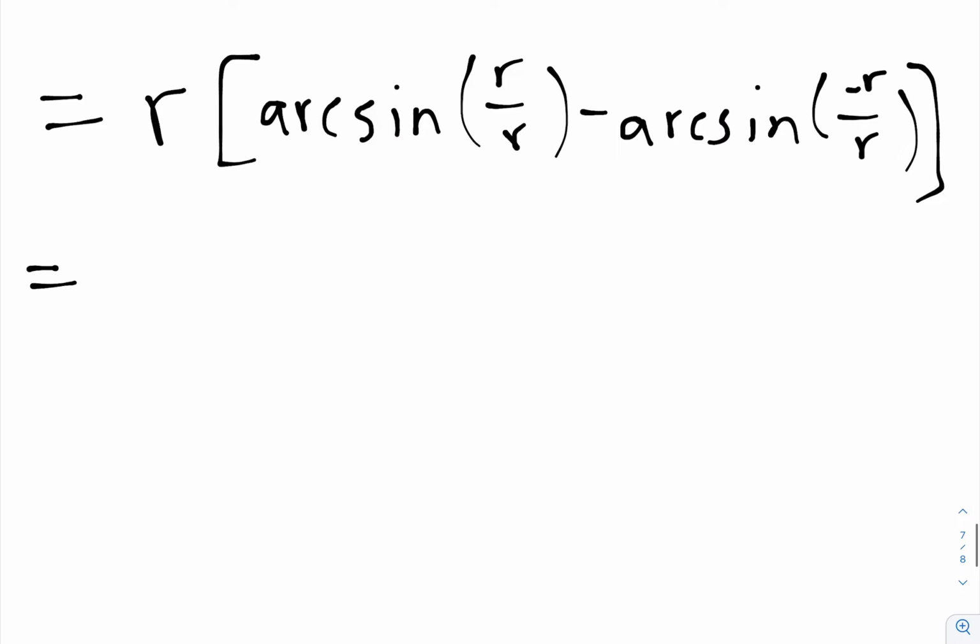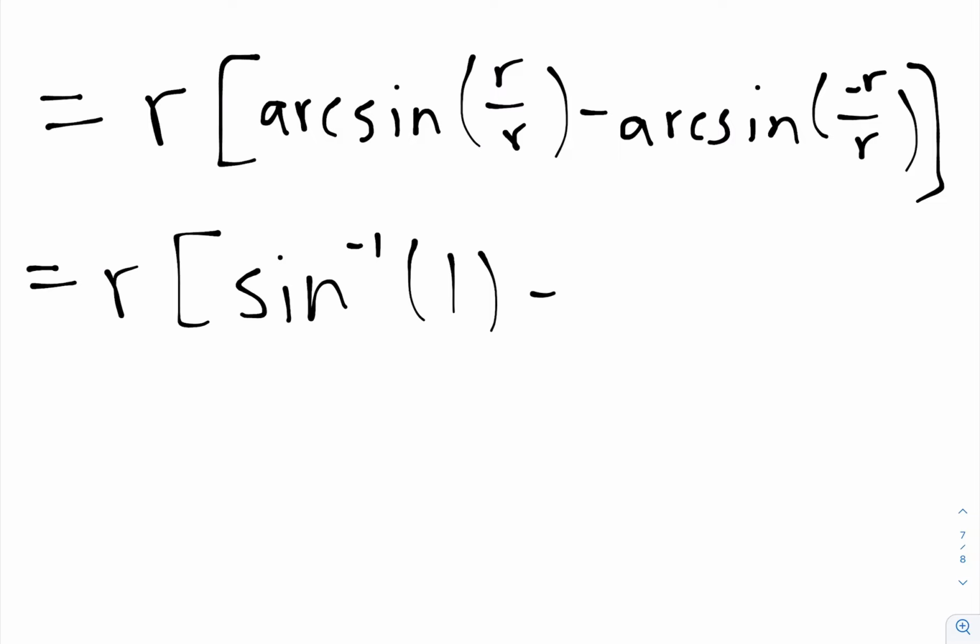Okay, well, even though we don't know what r is, it doesn't matter because r over r, like I was just talking about, anything over itself is 1. So this is just r, and instead of arc sine, I'm just going to write sine to the negative 1. That's just a notation I like using. Inverse sine of 1 minus the inverse sine of negative 1.